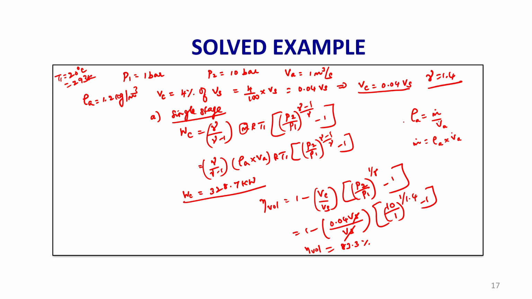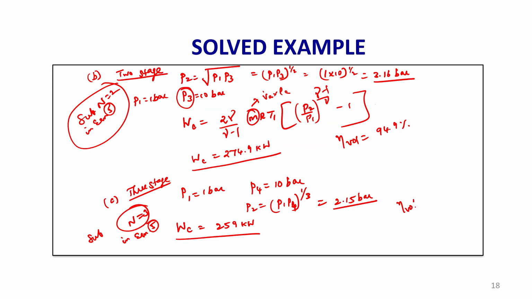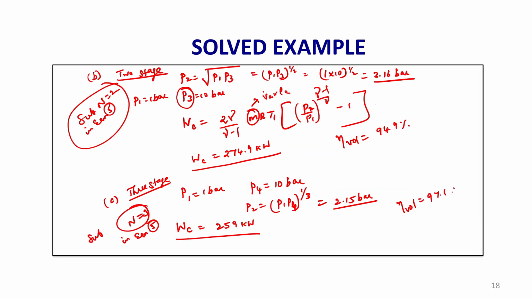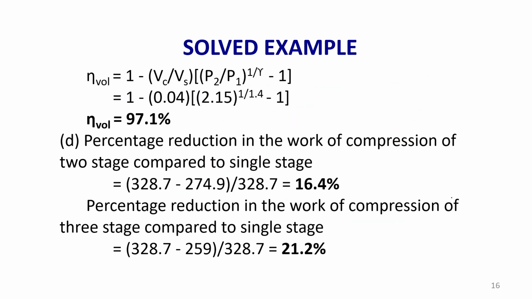We can use this same formula, only the pressure ratio will vary, and similarly for the 3 stage case the volumetric efficiency is around 97.1 percentage. The percentage reduction in the work of compression, when we compare 2 stage and single stage, is a net saving in the power consumed by the compressor of 16.4 percentage. When we compare the 3 stage work of compression with the single stage, it is a little over 20%, that is 21.2 percentage.